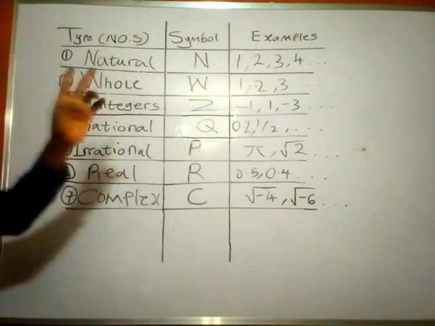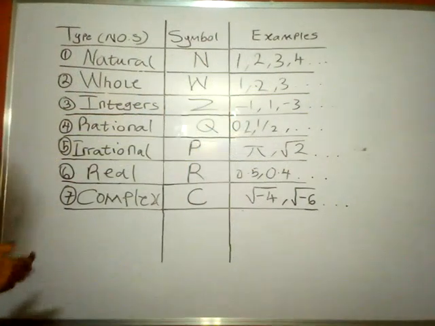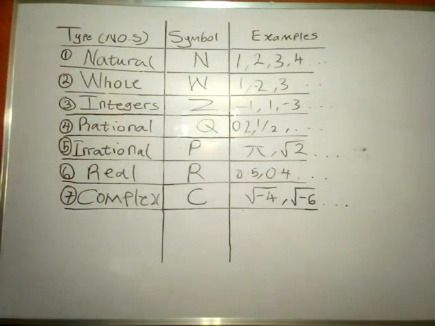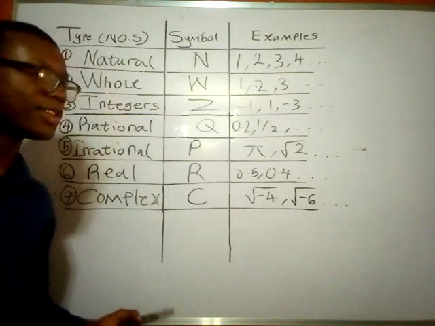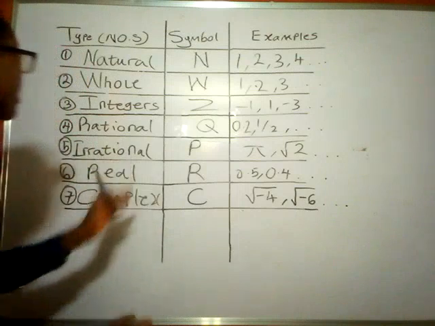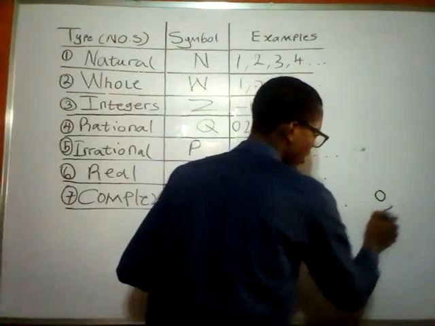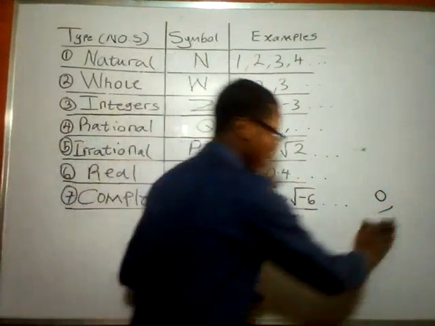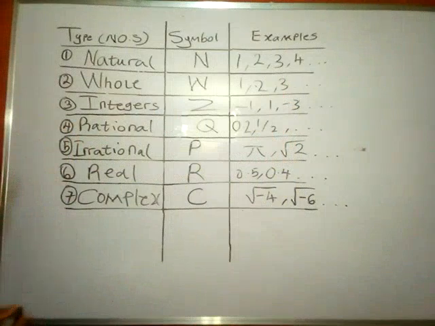Number 1, we have natural numbers, denoted by the symbol N. So what are these natural numbers? Natural numbers are counting numbers. We count from 1, 2, 3, 4, 5, 6, 7, 8 and so on to infinity. We count from 1, so 0 is not a natural number. That is number 1.